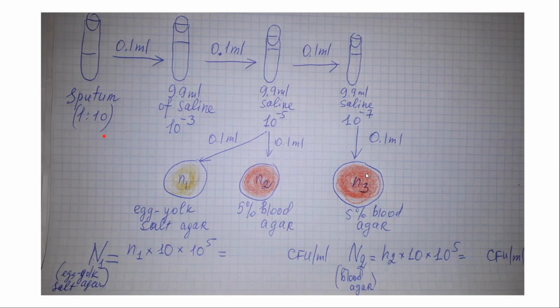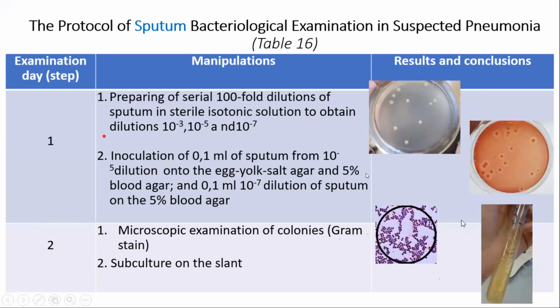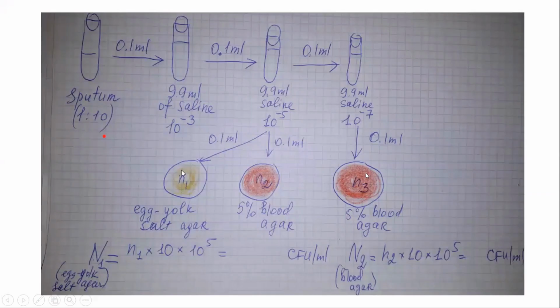Do you follow? Yes, ma'am. That's good. Miss, can you repeat the calculation again? Calculation, okay. 11 colonies are found in egg yolk salt agar, multiplied by 10 to the power 5, which is the dilution factor. So it brings us to the first tube, undiluted sputum. That's the concentration. It is 11 multiplied by 10 to the power 6, or 1.1 multiplied by 10 to the power 7.